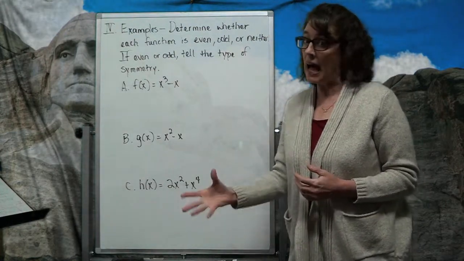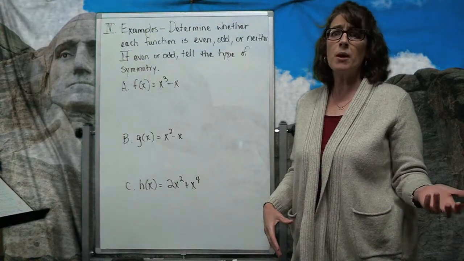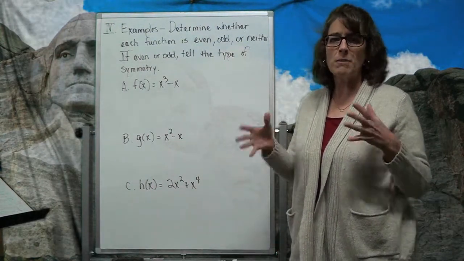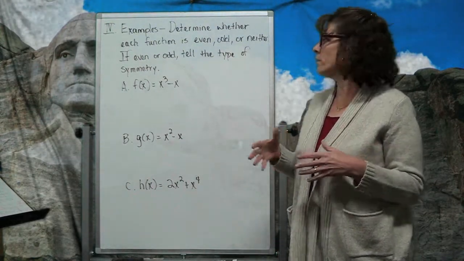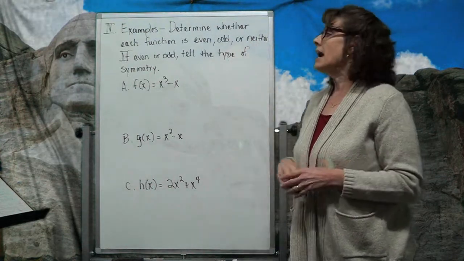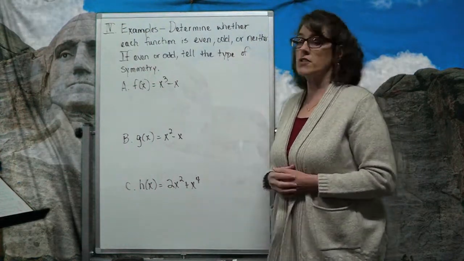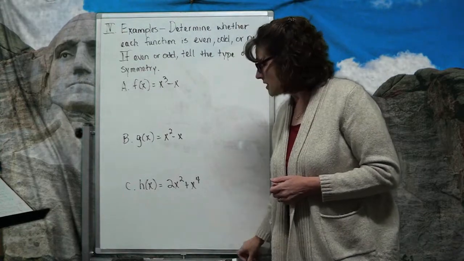It's not exactly the same, nor is it completely the opposite. It is possible to have a mixture of the both. And if you have a mixture of both, then that means it's neither. And so if it's even or odd, then we're going to tell the type of symmetry. So take a look at my first example here.